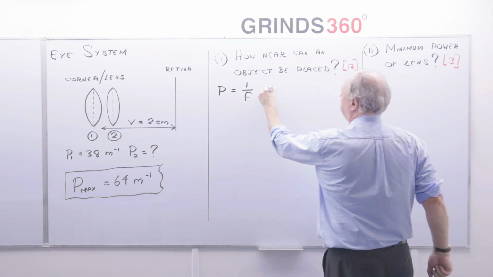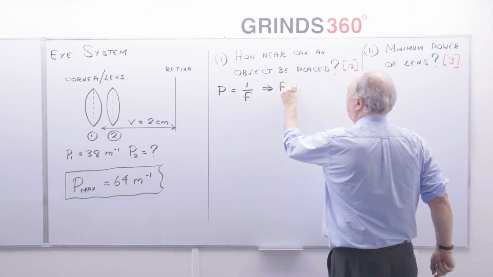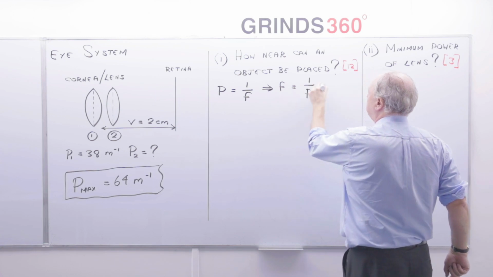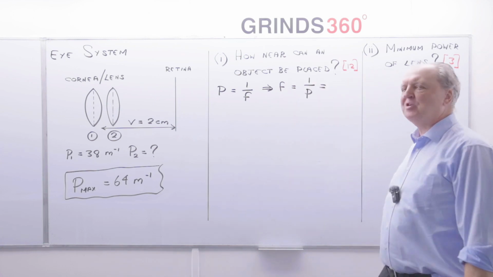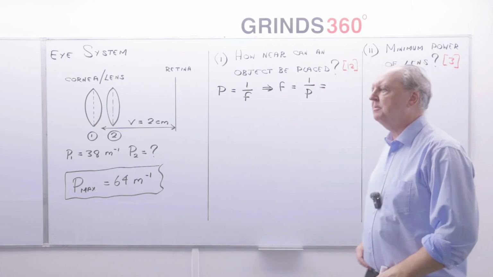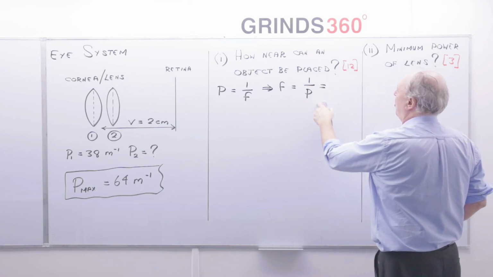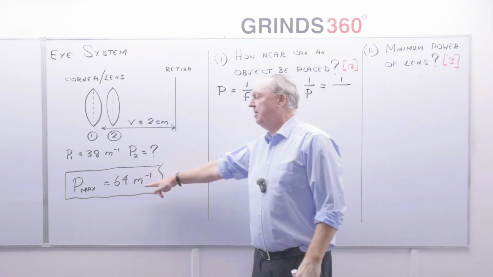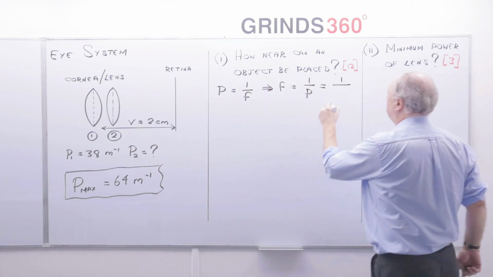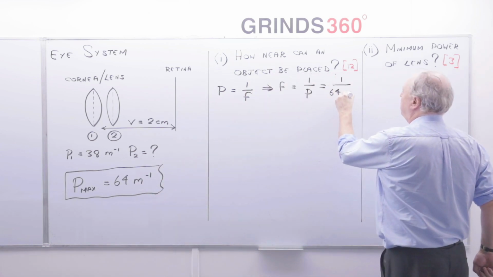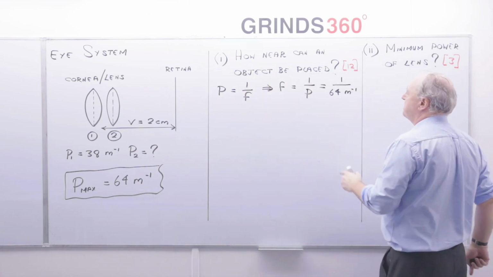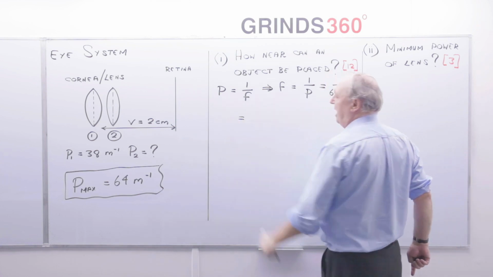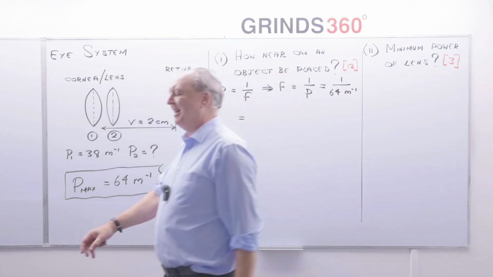That implies, slide the F up, F equals 1 over P. So we're talking about your maximum focal length. 1 over P is 1 over, what's my maximum power? 64 per meter. 1 over 64 per meter. I'm going to put the 1 over 64 into my calculator.